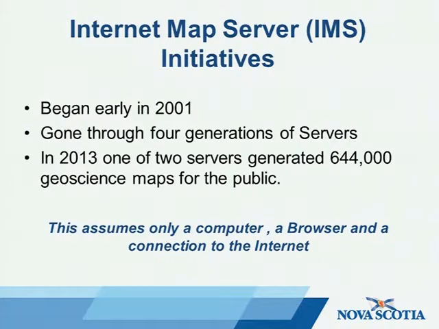Well, as I said, a major stumbling block for the digital data downloads is having the software to use it. So we moved even pretty quickly into internet map servers and internet applications as far back as early as 2001. And we've gone through a number of generations of servers to do that. In 2013, one of our servers, our workhorse, basically, generated 644,000 geoscience maps for the public, and a not insignificant number. The big assumption here, though, is that, well, there's no big assumption required. All you need for the prospector or the Joe public that's out there using these things is a computer, a browser, and a connection to the internet. So they don't require any software behind the scenes.